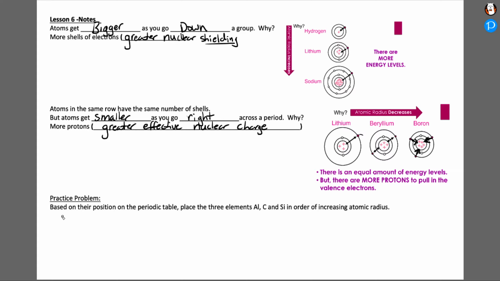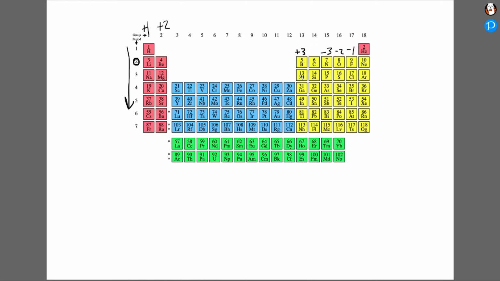All right, so moving down here, based on their position on the periodic table, place these 3 elements, aluminum, carbon, and silicon, in order of increasing atomic radius. So again, atomic radius just means like the size. So we want to put them in order of increasing atomic radius. If we look at where those are on the periodic table, here they are, aluminum, silicon, and carbon are right here. Well, we know the trends are that as we move down, they're getting bigger, but they're getting smaller as we move across.